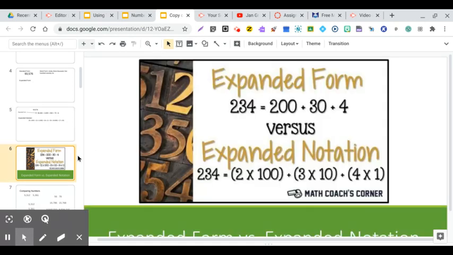I'm going to show you this slide. This is a quick, just shows you the difference. It shows you the same number, 234 in expanded form versus expanded notation. Okay. So you might want to put that example down somewhere in your notes so that you can be ready to go. Okay. So there is a lesson on expanded form, the forms of numbers, and expanded notation.